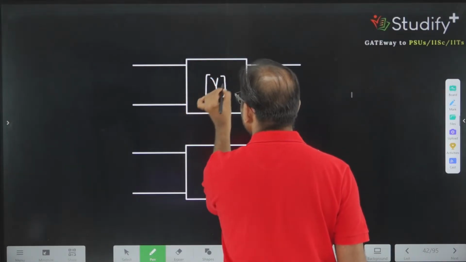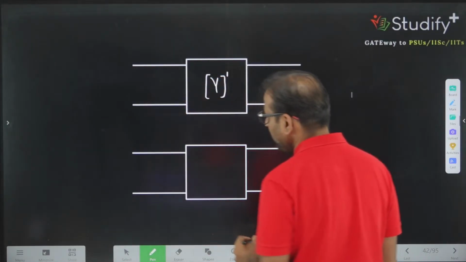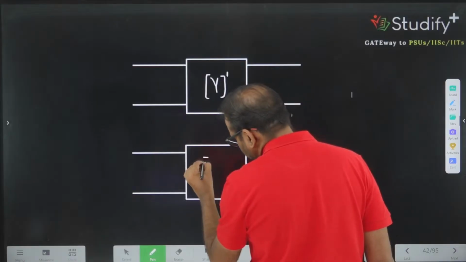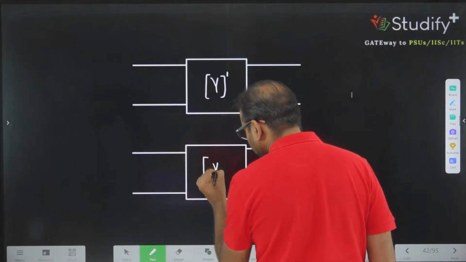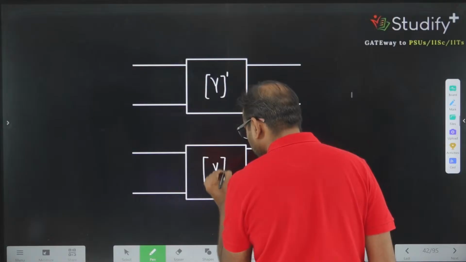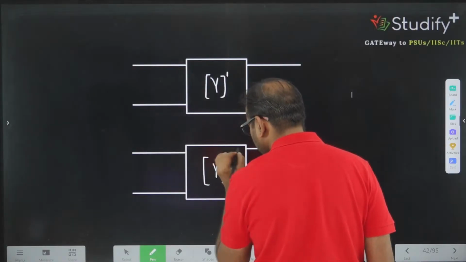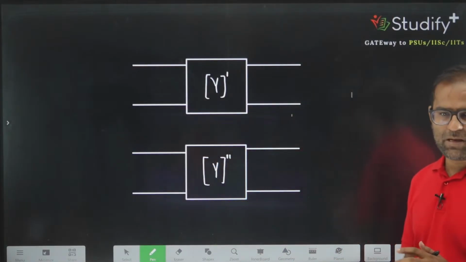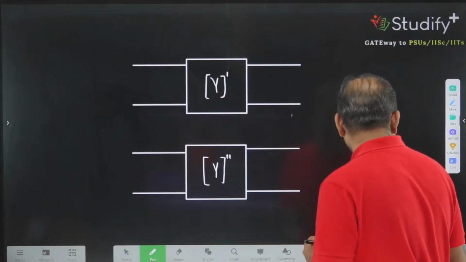So let's say I am calling the first Y parameter as Y prime, and I am calling the second Y parameter as Y double prime. Y prime and Y double prime, these are two. And what is Y prime and Y double prime?